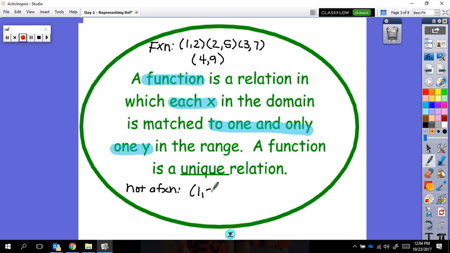Okay, so we could have 1, 2 and 2, 5, just like we started up here. But then if I have 2, 7, you see how the 2's repeat? Okay, that makes this not a function. Each x is matched to one and only one y. This x is matched to two different y's, a 5 and a 7. So that's what we're looking for if we're looking at a mapping, ordered pair, an equation, etc. You're looking to see if one x is matched to multiple y's.